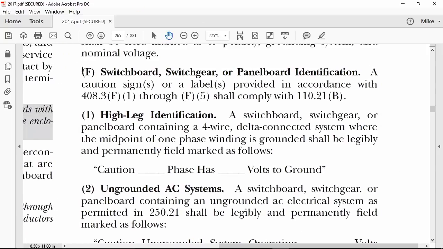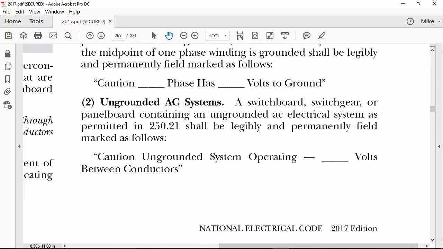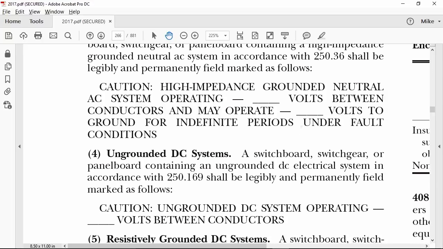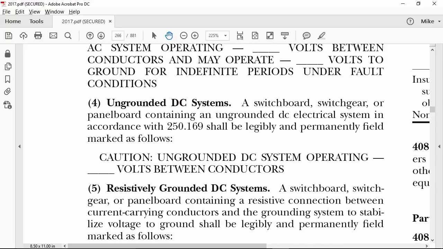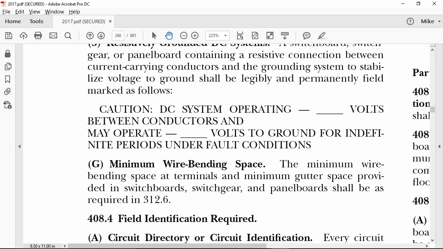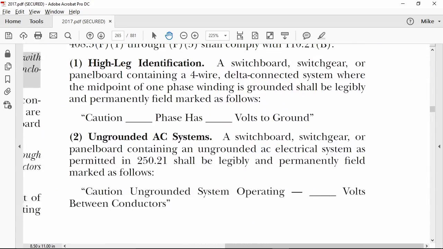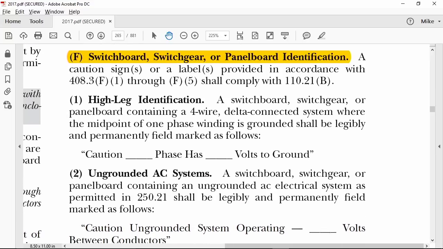F is what? I'm going to highlight that. I didn't even know there was an F section, at least not in this context, having to do with panelboard identifications. Number 1 is high leg. 2 is ungrounded systems. 3 is high impedance grounded systems. 4 is ungrounded systems. 5 is resistive grounded systems. That's kind of cool, all those labels. All right, let's go over to high leg, though. High leg identification: caution, phase blank has blank volts to ground.